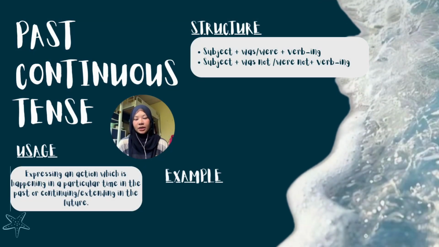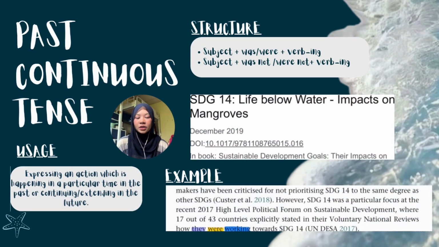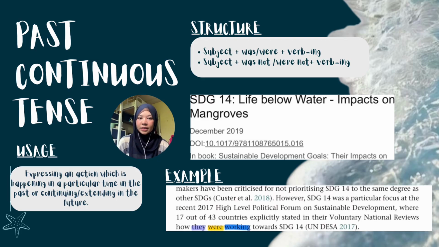Thank you. For past continuous tense, it is used to express an action that was already happening at a particular time in the past. For the structure, I have two. The first one, we have subject plus was or were plus verb ing. And the second one, we have subject plus was not or were not plus the verb ing. For my examples, I took them from an article on SDG Life Below Water, impacts on the mangrove. In my example, it was highlighted, they were working, which strongly uses the structure of past continuous.